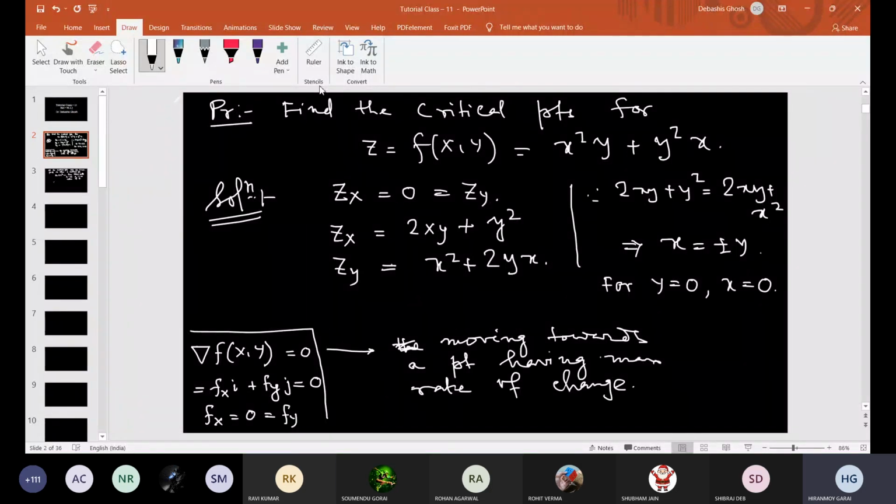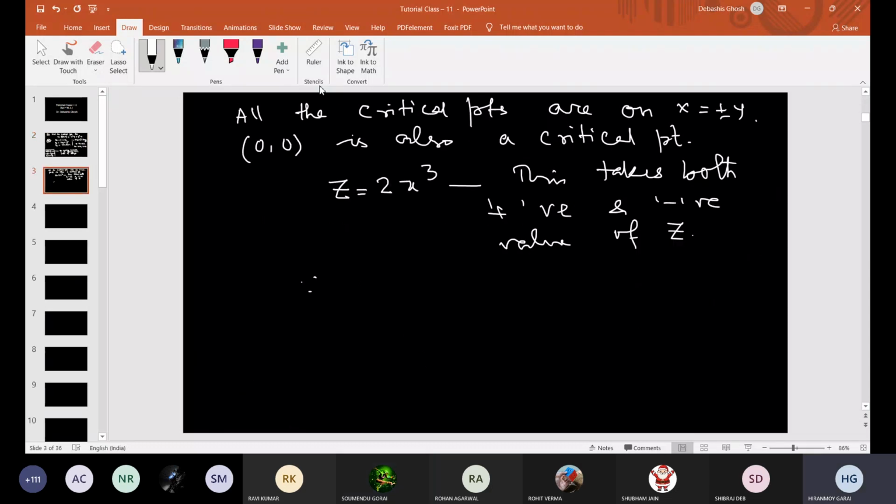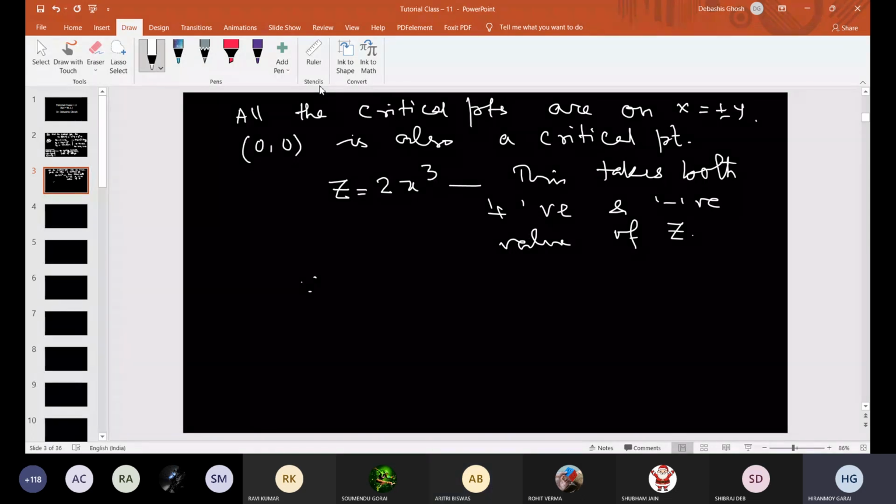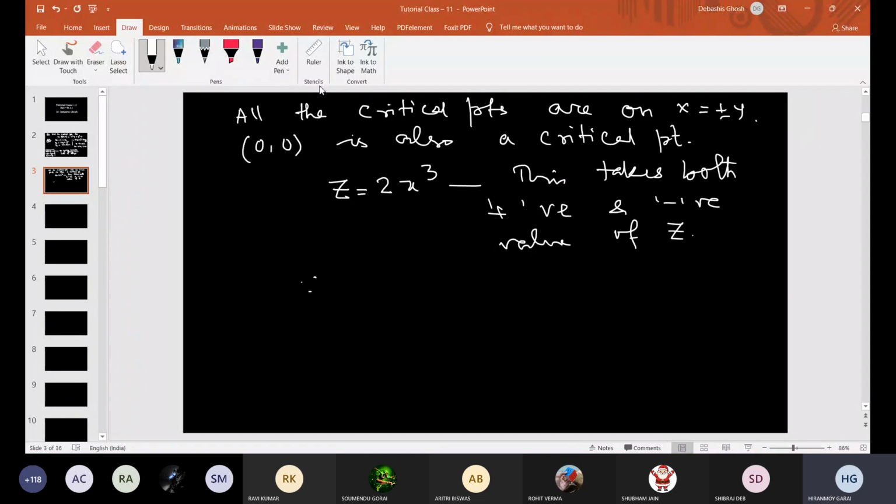Sir, the point 0, 0 also lies on x equals to plus minus y. So why have you mentioned it separately? We have mentioned it separately because near about the point 0, 0, you can have the function taking both the values, positive and negative both.